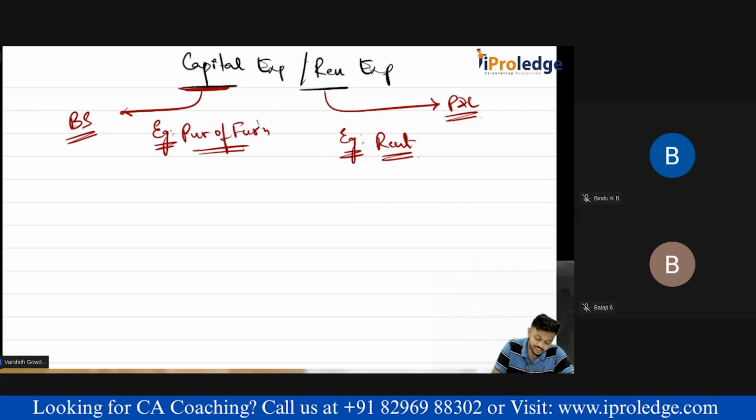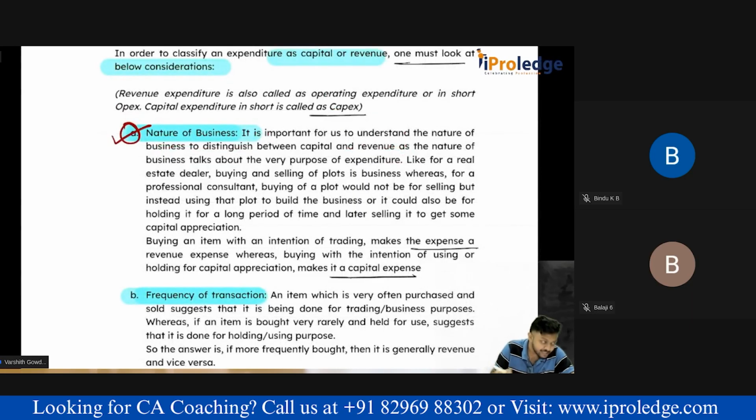So the first thing that you have to see is the nature of business. You're understanding now how nature of business is altering. If my nature of business is only to sell and buy furniture, then purchase of furniture cannot become my capital expenditure. It will become a revenue expenditure. So first thing, see what business they are doing. Based on that, you bifurcate.